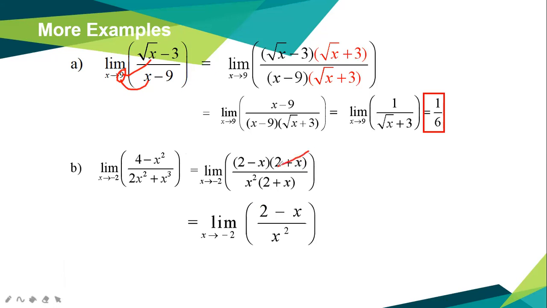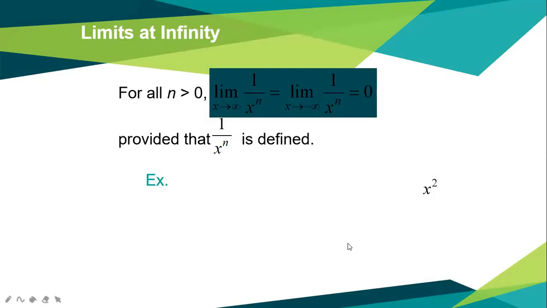So we can cancel this out. Okay, so we have 2 minus x over x squared. Then we are going to substitute the value of negative 2 to all the x values. Then we have 2 times negative 2, which is equal to positive 4, all over negative 2 squared, which is positive 4. So we have 1. So the answer is 1.